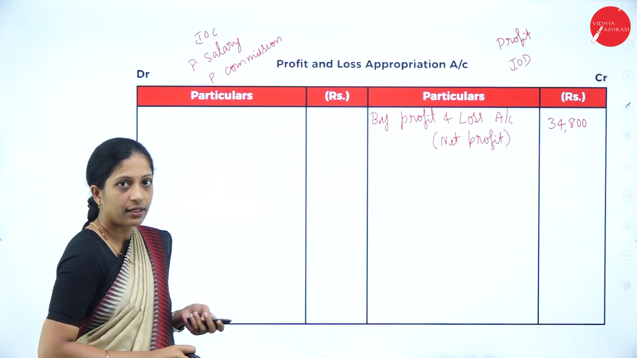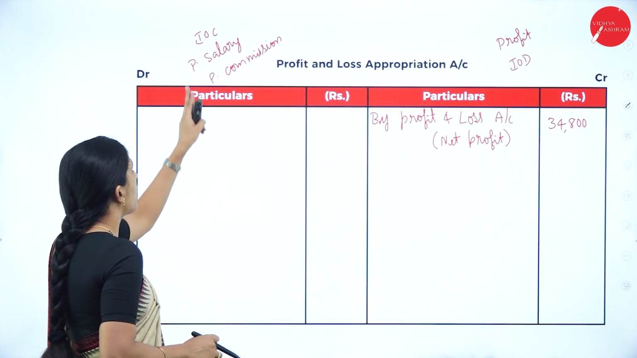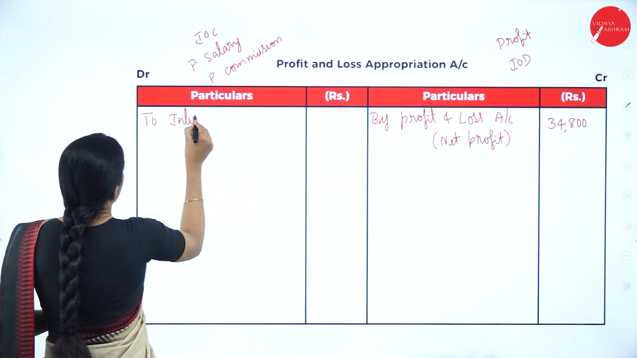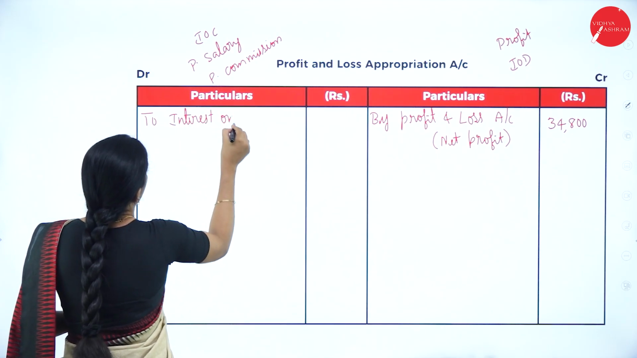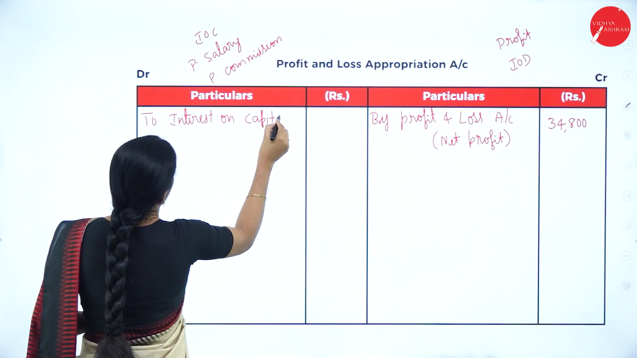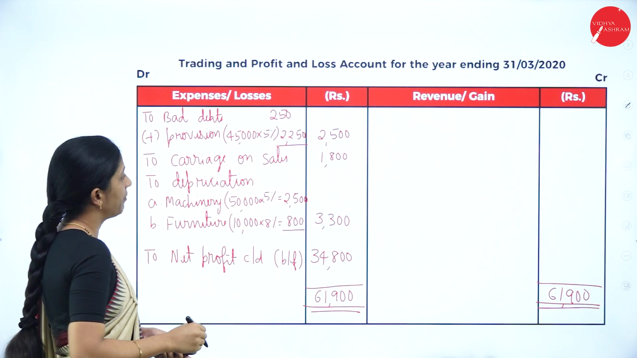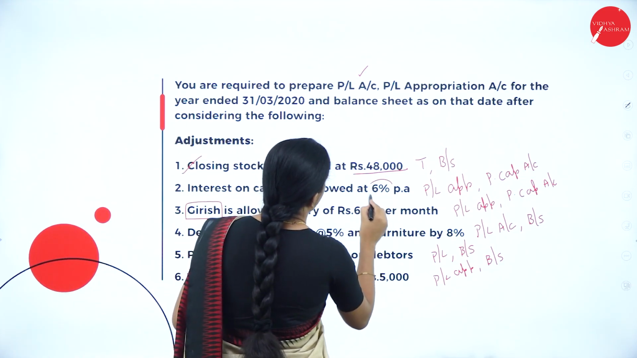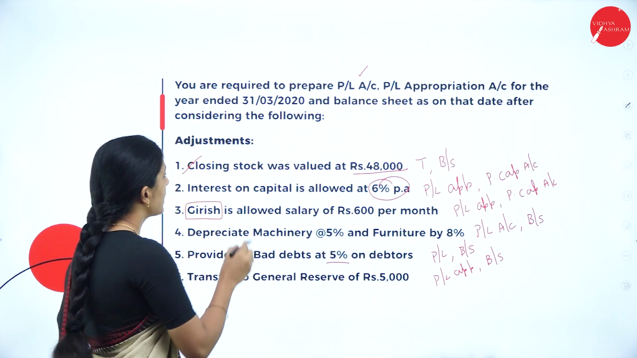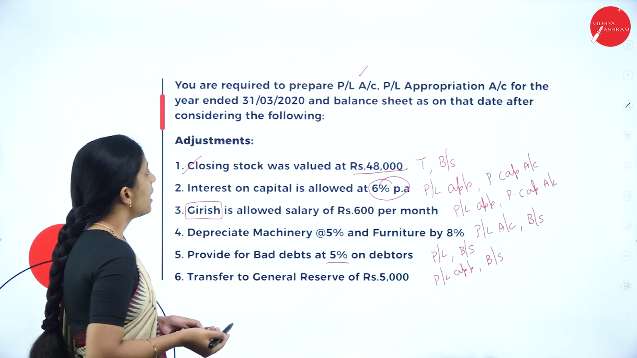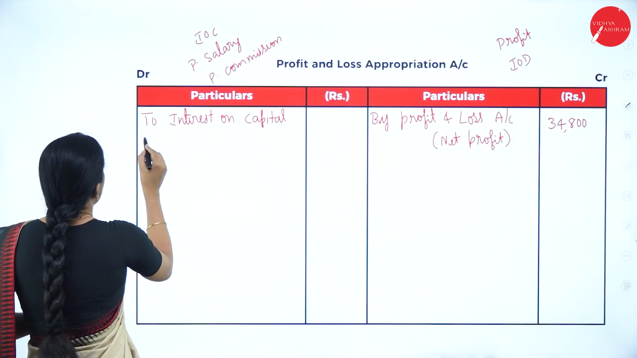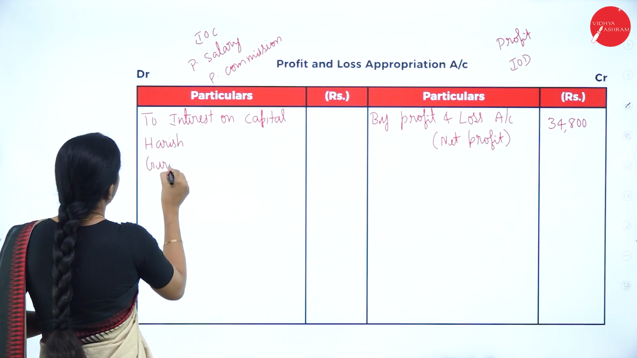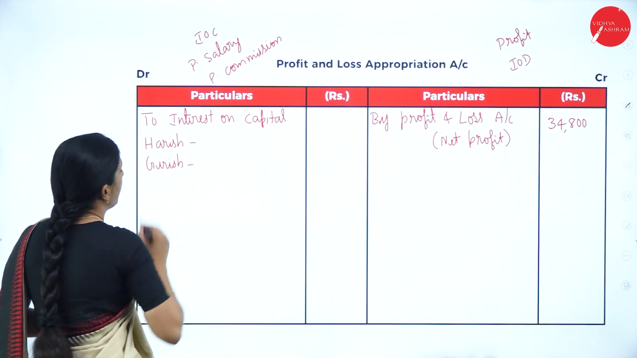Now come to the debit side. What we have to record? We have to record interest on capital. To interest on capital. Now how much interest on capital have they asked us to record? Interest on capital is allowed at 6% per annum. So what is the capital? Who are the partners? Harish and Girish, correct? So Harish and Girish. Let us see what their capital is first.